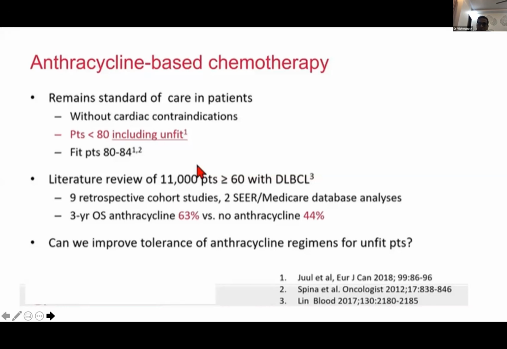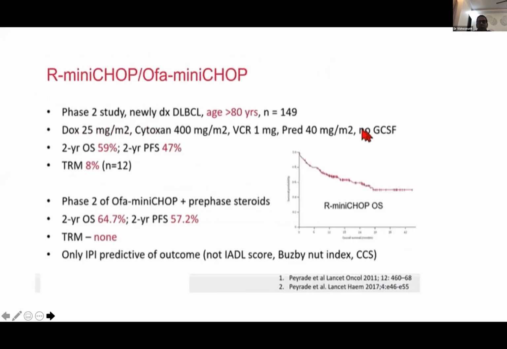Can we improve the tolerance of anthracycline regimens even in those unfit patients? That is the question, not omitting it. So we have R-mini-CHOP and ofatumumab mini-CHOP, which came up in 2011. The same author, Peyrade et al., published in Lancet Oncology, one in 2011 and one in 2017. Both were phase 2 studies, I do agree, but in newly diagnosed diffuse large B-cell lymphoma, very elderly patients, more than 80 years of age, a decent number, 149 patients.